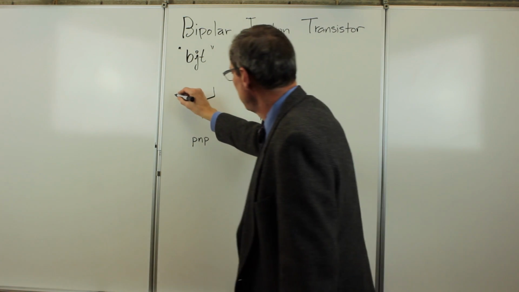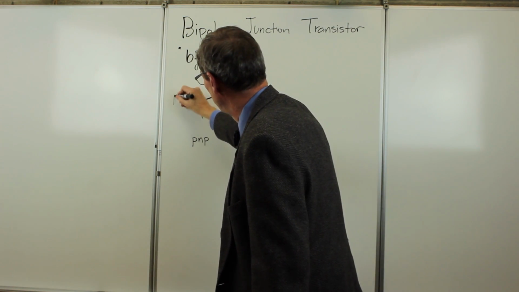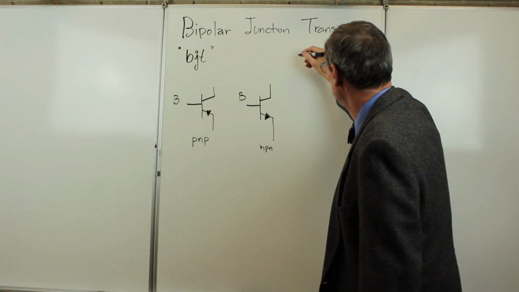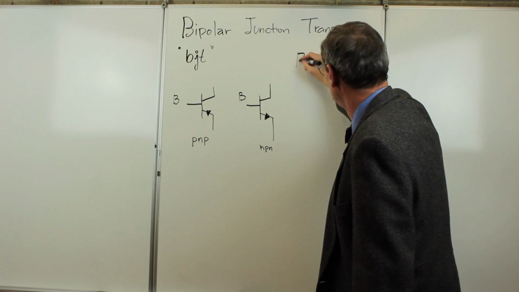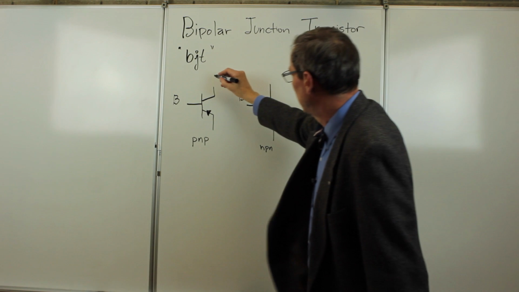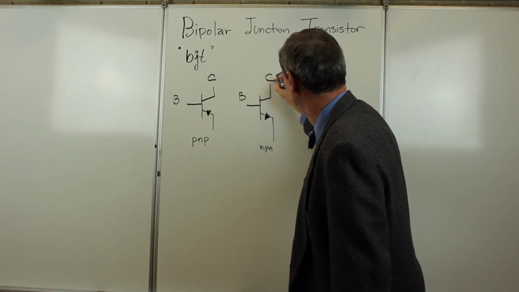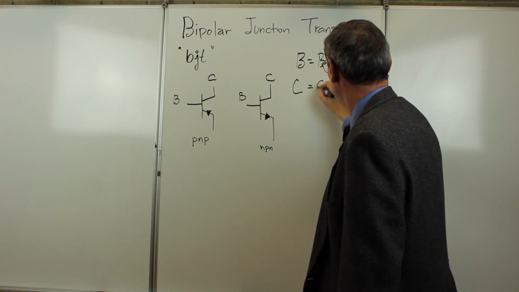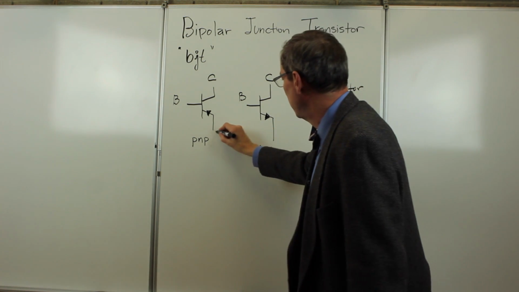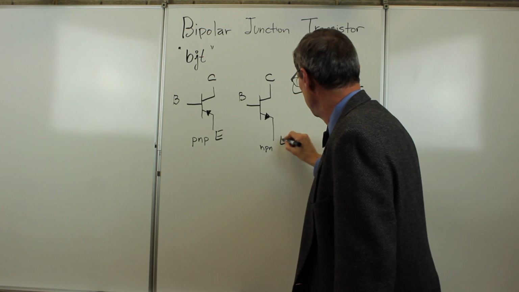There is a base, which we denote with a B on both of these. So B equals the base. There is a collector, denoted C, and there is an emitter, denoted E.